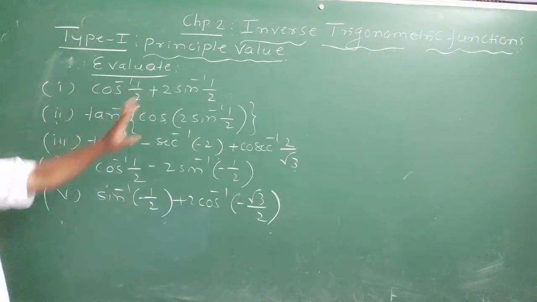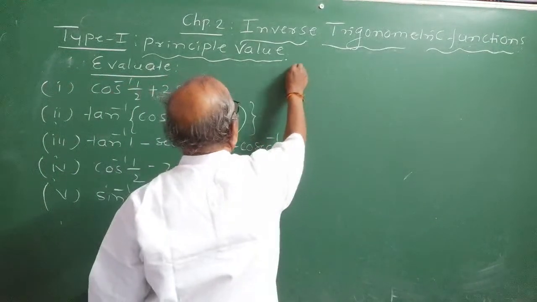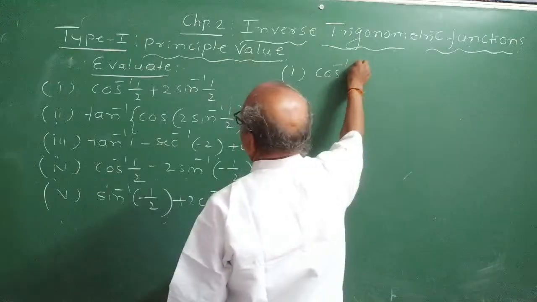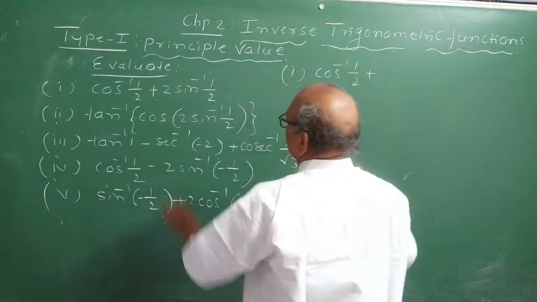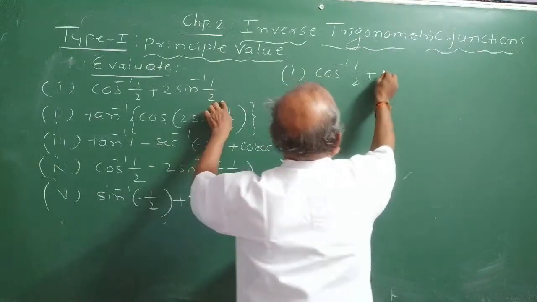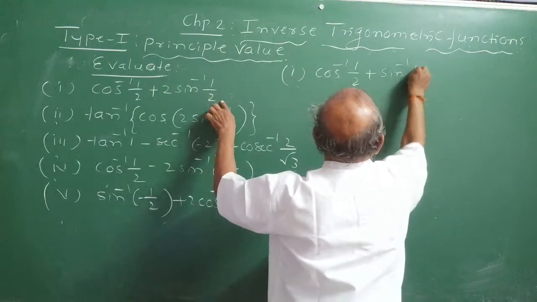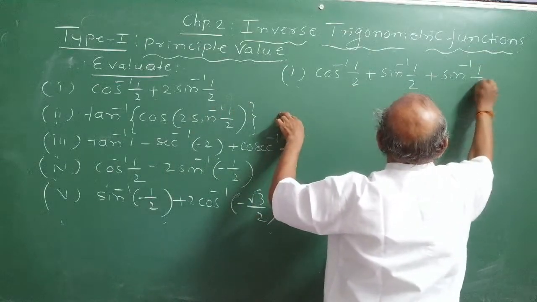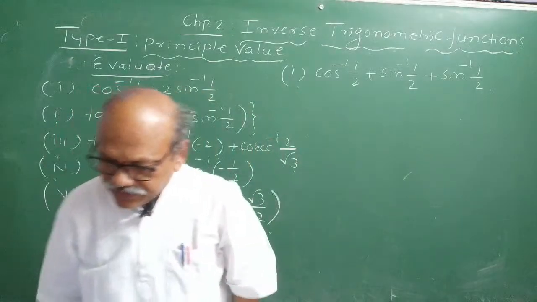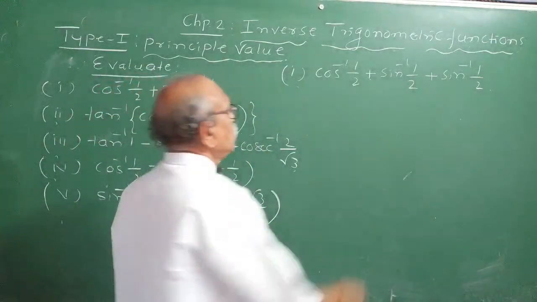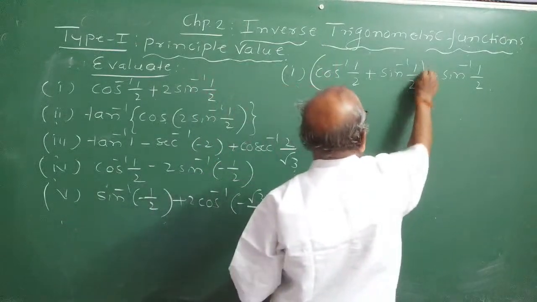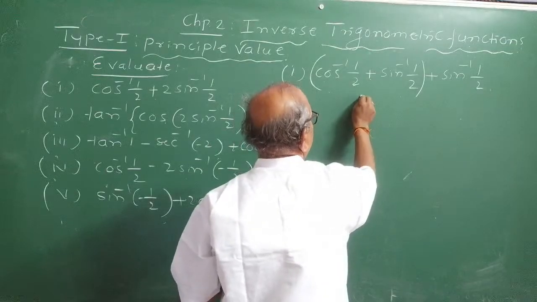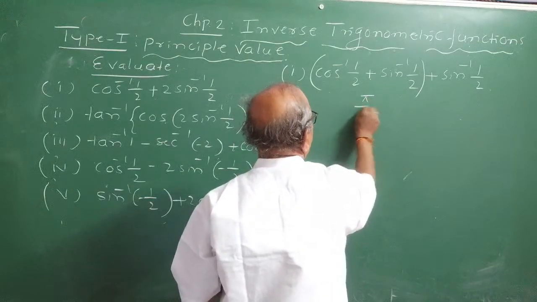See the problem first. You are given cos inverse 1 by 2 plus 2 sin inverse 1 by 2. Can I write it as cos inverse 1 by 2 plus sin inverse 1 by 2 plus sin inverse 1 by 2? Can I write it like this? Now you know that cos inverse x plus sin inverse x is equal to pi by 2. Do you agree with me? Is it not pi by 2?